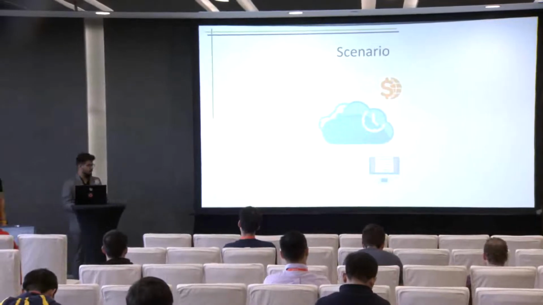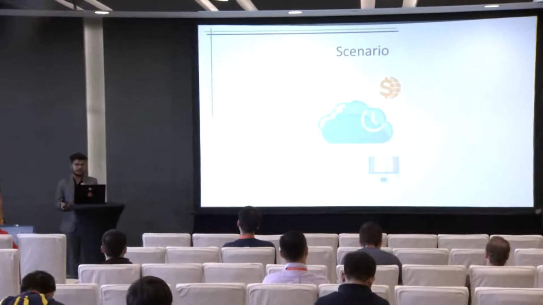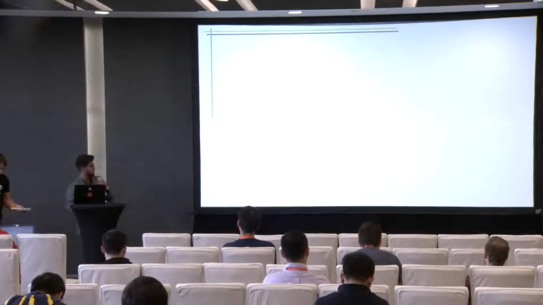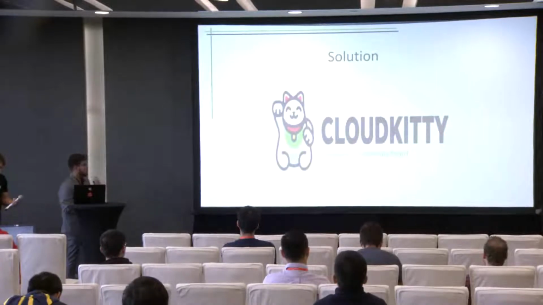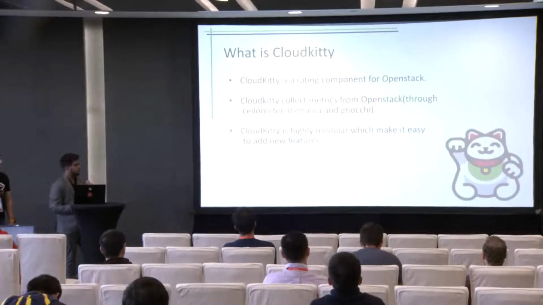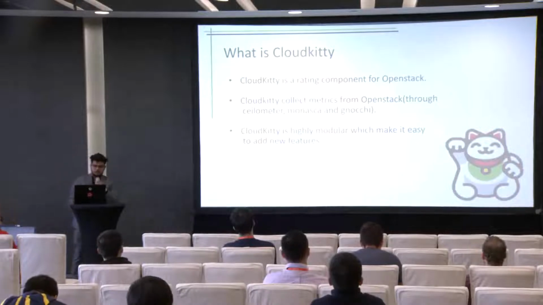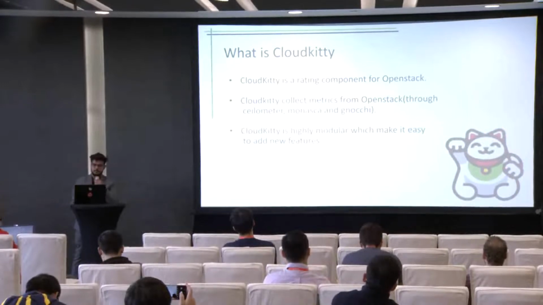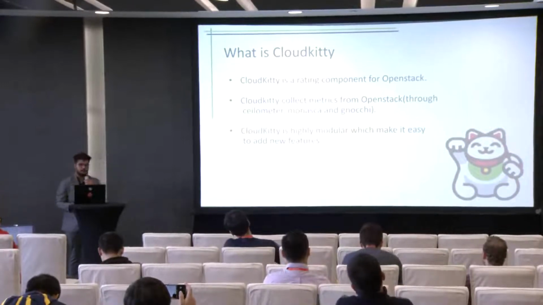Previously we had to rely on third-party applications like JBilling, or you could create your own application, but it would take a lot of time and money. And now we have a solution, introducing CloudKitty. It's an official OpenStack project. So what is CloudKitty? CloudKitty is a rating-as-a-service project for OpenStack. The project aims at being a generic solution for chargeback and rating.